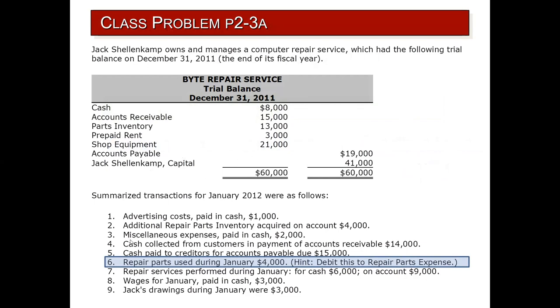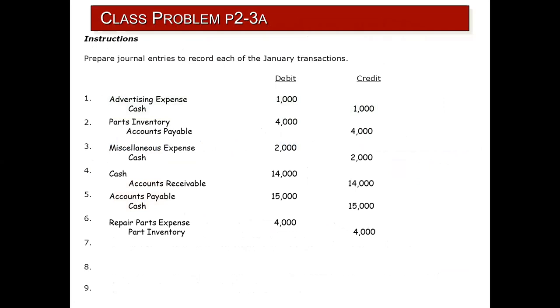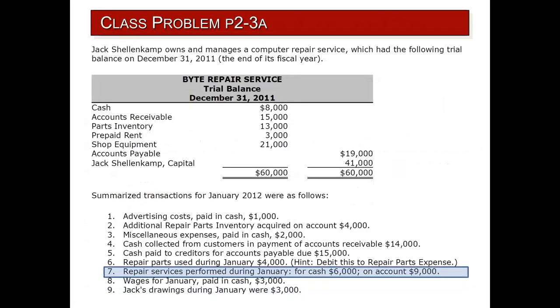Remember, they bought some inventory. So this balance, they previously had 13,000. They bought another 4,000 in January. And now they used 4,000 in January. So we're going to show the asset account inventory going down and equity going down by debiting repair parts expense. Okay, repair services performed during January. For cash, 6,000, and on account, 9,000. Now, what does that mean?